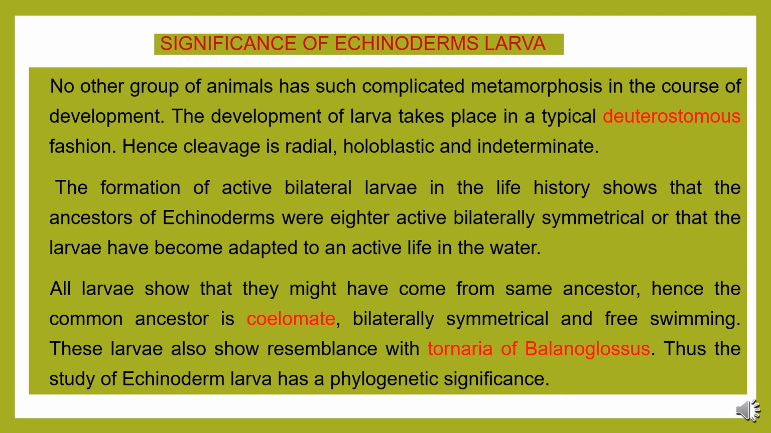All larvae show that they might have come from the same ancestor, hence the common ancestor is coelomate, bilaterally symmetrical, and free-swimming. These larvae also show resemblance with Tornaria of Balanoglossus. Thus, the study of echinoderm larvae has a phylogenetic significance.